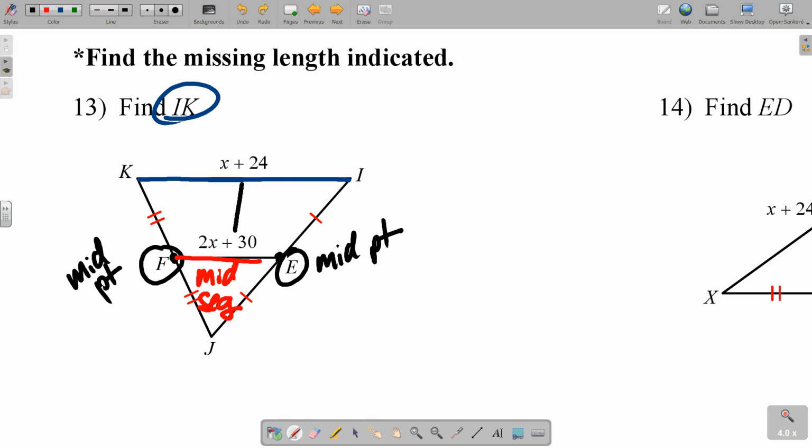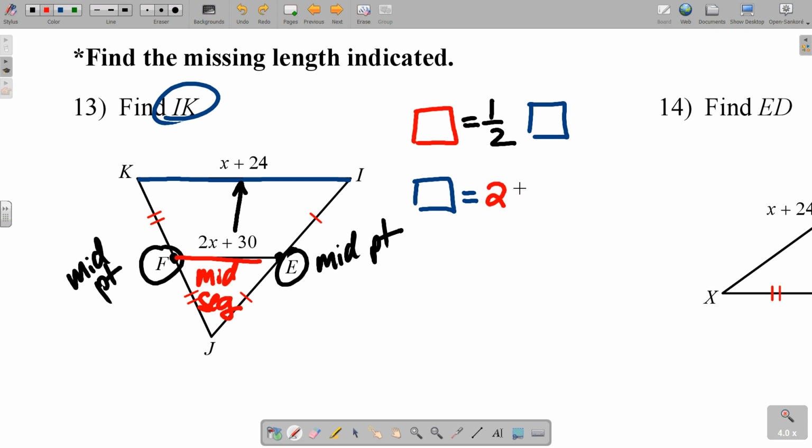So since that's a midseg, the blue segment is twice as big as the red, or the red is half of the blue. Color code this. It's really simple. The red is half of the blue, or you could go like this. The blue is twice the red. And you're like, which of these equations should I use? Always write both of them down.